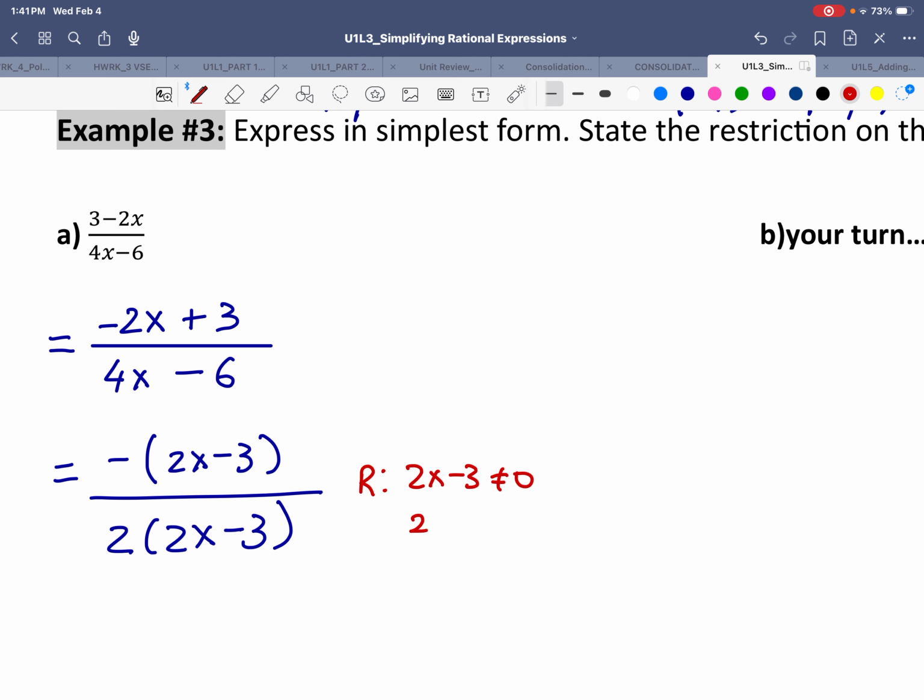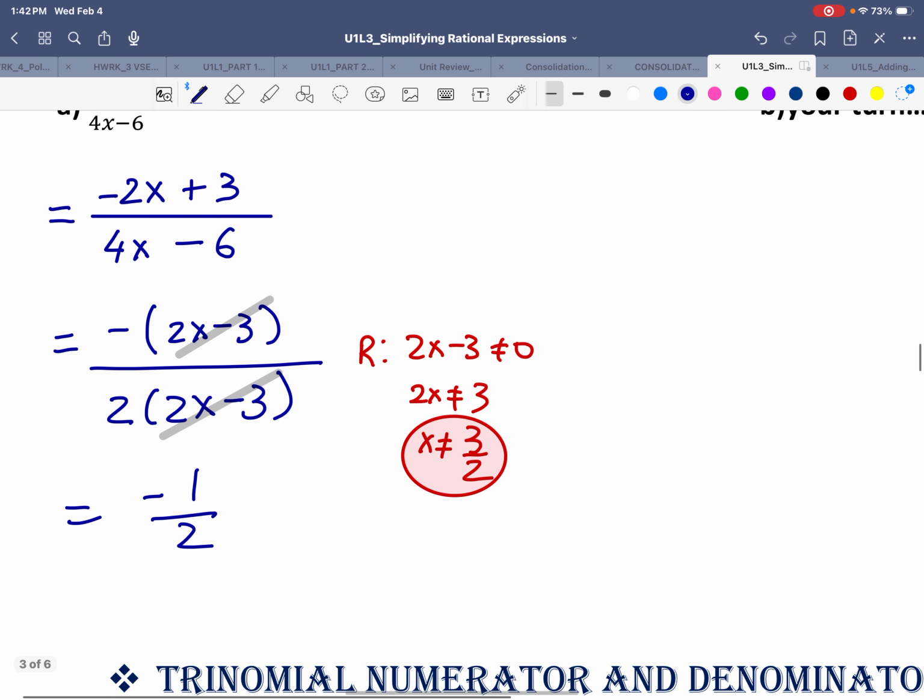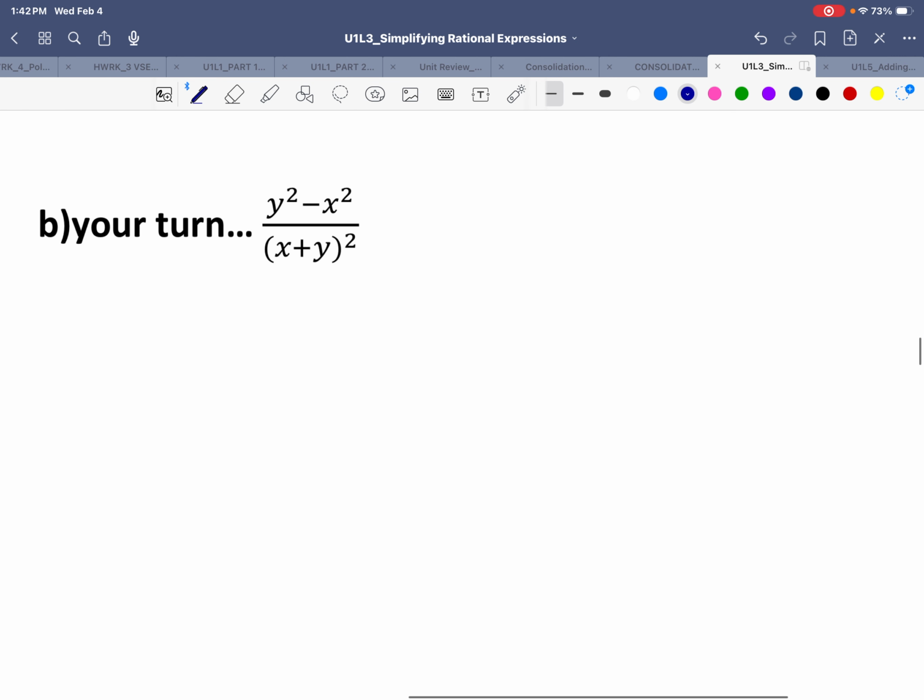This will be the restriction, and it is perfectly fine if you just write this as a restriction without all these steps. Now, we're going to simplify our chop here, and you see that we end up with -1 over 2, and the restriction will be x different than 3 over 2. And that's how it gets done. Now, we're going to take a look at the next example.